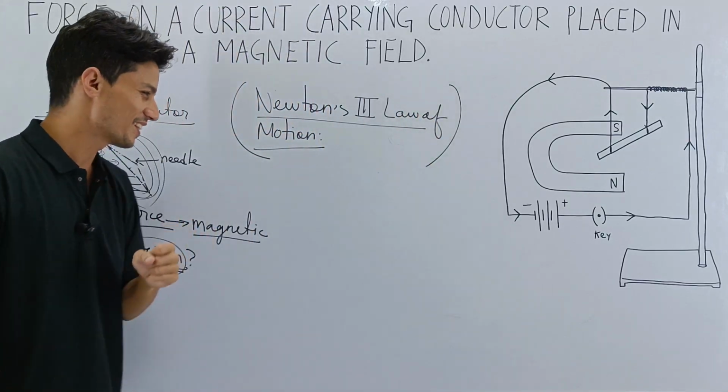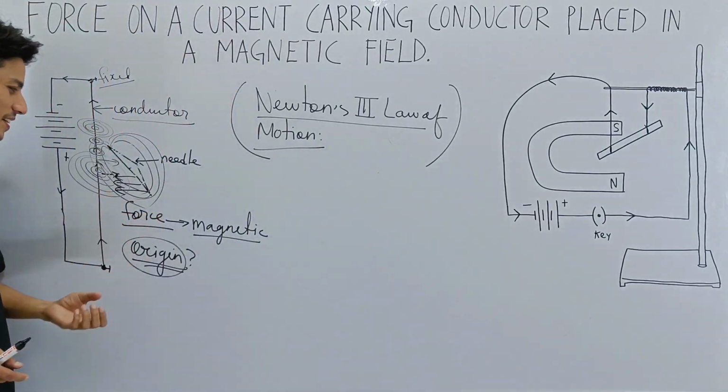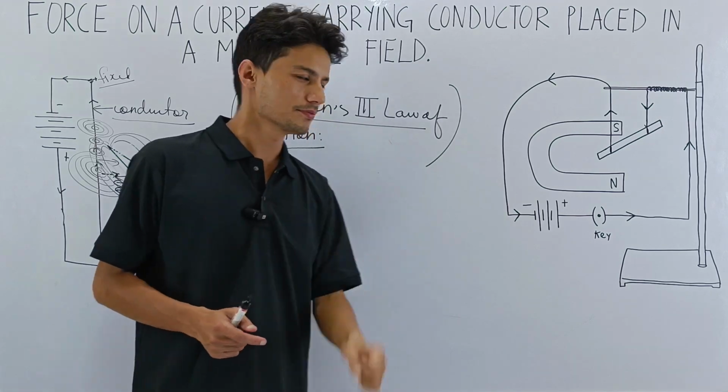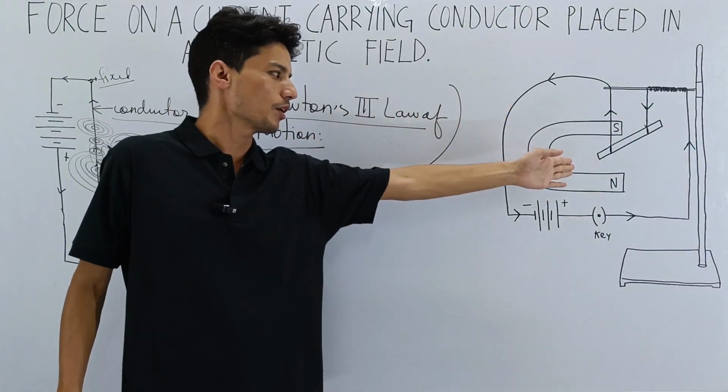Okay, I'm just kidding. In science experiments there is no revenge. These are just experiments, and they don't do like that. They're not human beings that they will come and take revenge. No. So remember, we can make the current carrying conductor move, and this is what our lesson is.